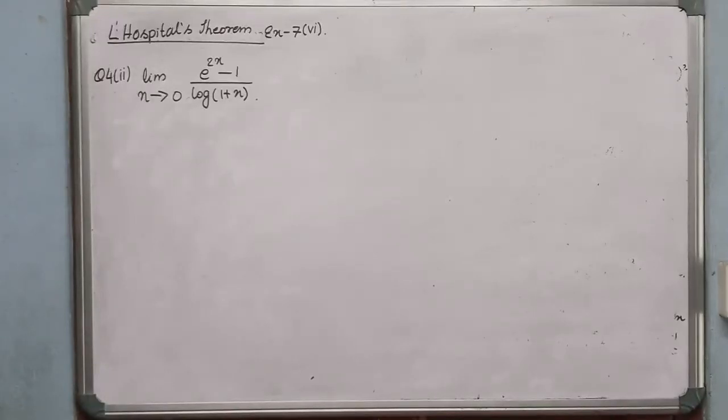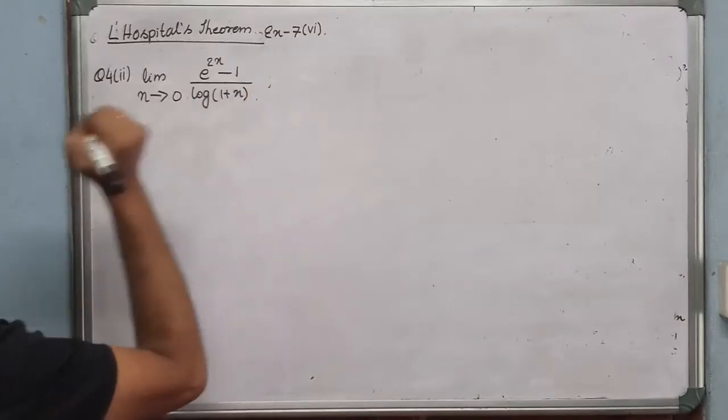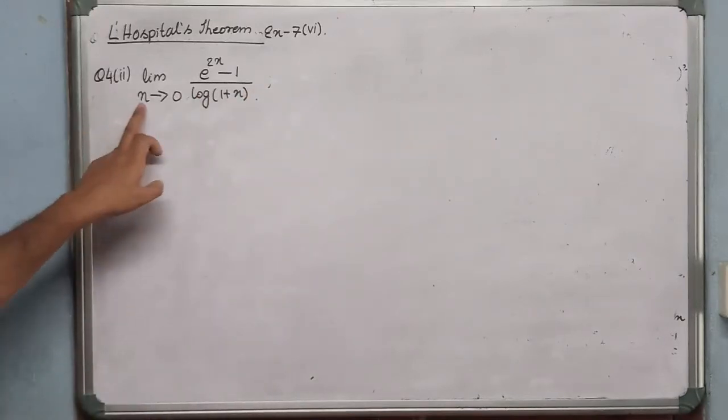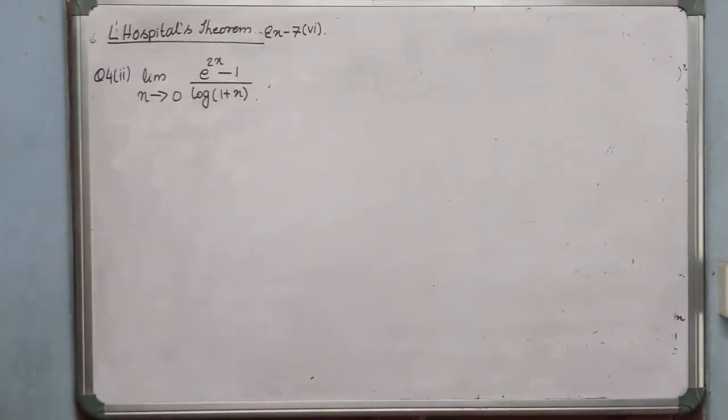Students of class 12, this is the second video on L'Hospital's theorem, question number 4.2. The question is the limit as x tends to 0 of (e to the power 2x minus 1) over log(1 plus x). First of all, we'll verify the indeterminate form. I'll substitute x equals 0 over here.